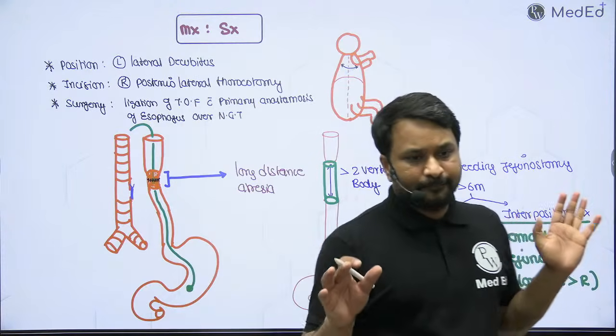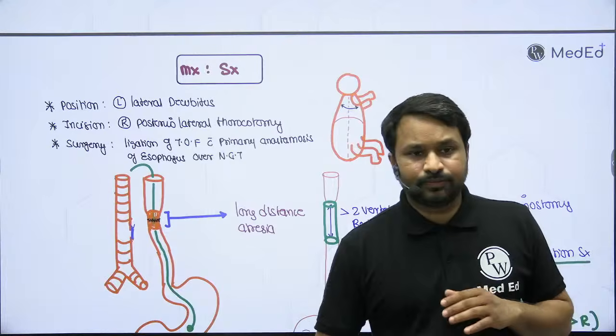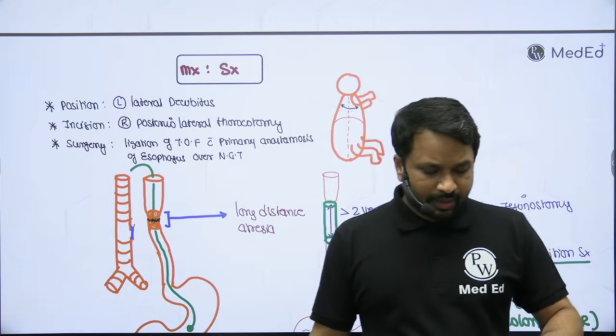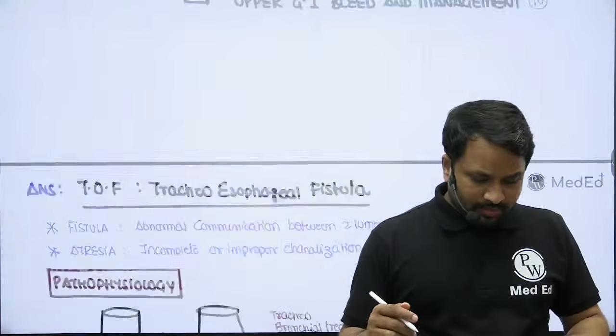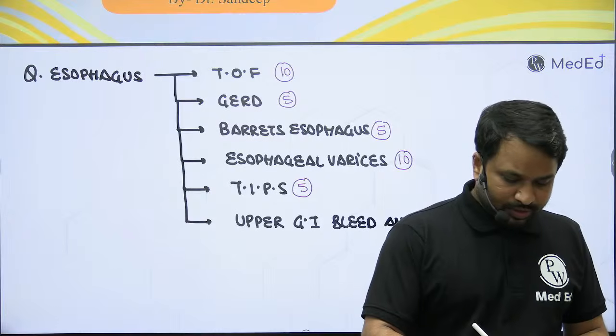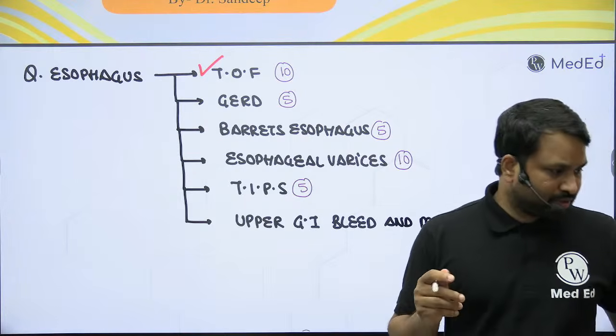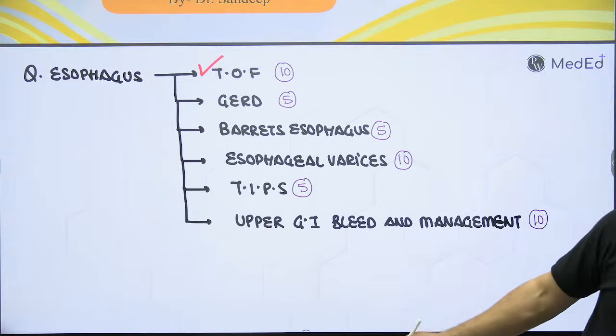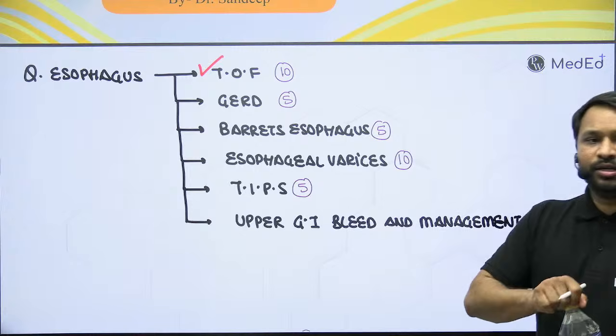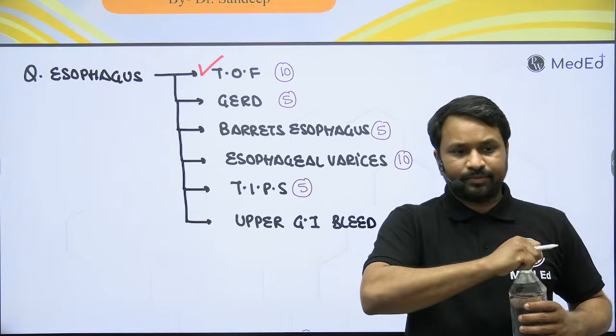Clear है यहाँ तक? ठीक है? Sorted? Quick feedback. तो हमारा पहला सवाल खत्म हुआ, right? So the first question was tracheoesophageal fistula, and we have discussed each and every single point that has to be written in your exam paper. सही है?